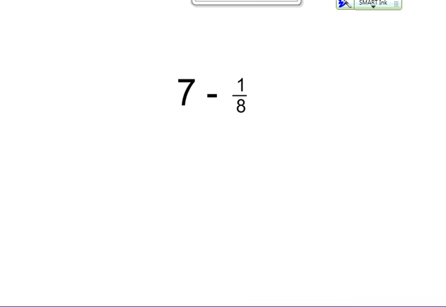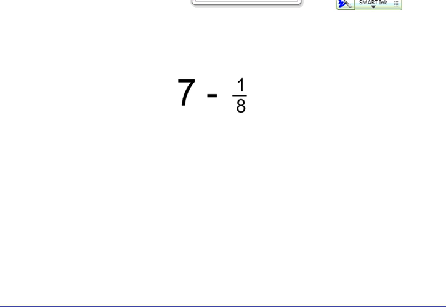Let's try another simple problem to get an example together. We have the number 7 minus 1/8. So what we want to do is take this picture of 7 and split it up so that we can have one of our 7s in a fraction form.